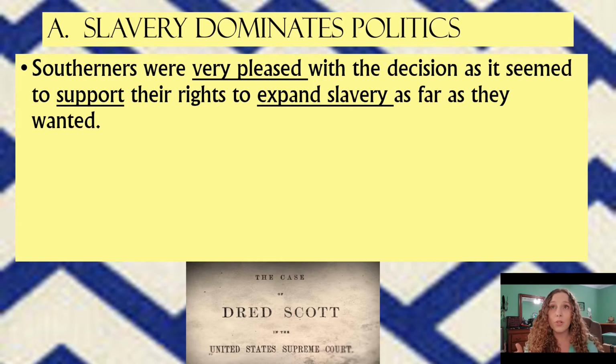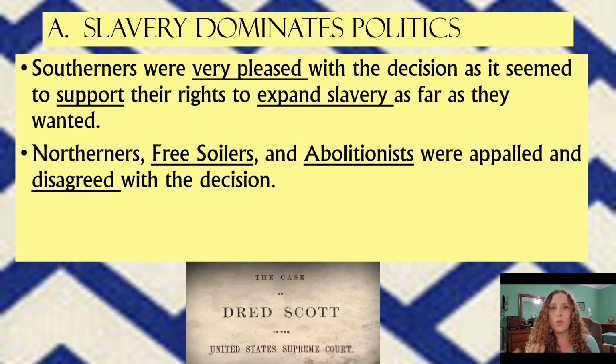Obviously, Southerners are extremely pleased. Slaveholders are extremely pleased by this, because this is basically saying they are allowed to take their slaves wherever they want, that slaves are property, that they are protected by the Constitution, and so you can't ban it at all. And so Southerners are very, very pleased with that, and they feel vindicated. They feel like this is the end of the argument. That's it. They won. And the Dred Scott decision needs to be enforced.